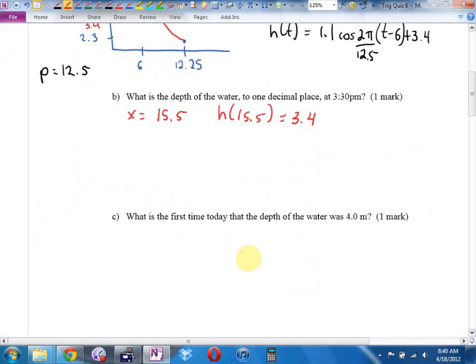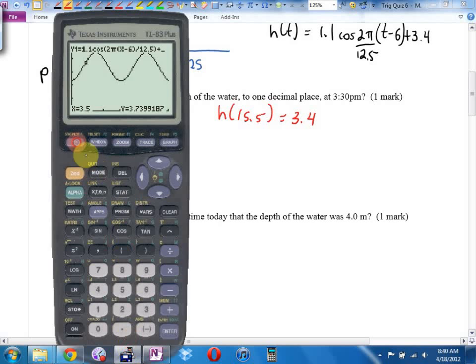What's the first time today that the depth of water was 4 meters? Hey, that's a Y value. Y equals 4. Graph. First time today is right there. Second function, calculate. Intersection. First curve. Second curve. Guess. Is that the first one that I want? Then I'll show you a quick shortcut.